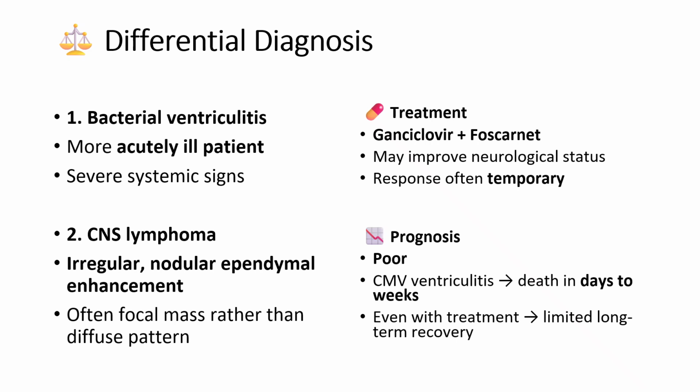Differential diagnoses to be considered are bacterial ventriculitis, in which the patient is more acutely ill and has severe systemic signs. Second one is CNS lymphoma, where the patient has irregular nodular ependymal enhancement, often a focal mass rather than a diffuse pattern. Treatment involves ganciclovir with foscarnet. It helps in improving neurological status. Response to therapy is often temporary. It carries a poorer prognosis, CMV ventriculitis, death in days to weeks. Even with treatment, long-term recovery carries poor prognosis.